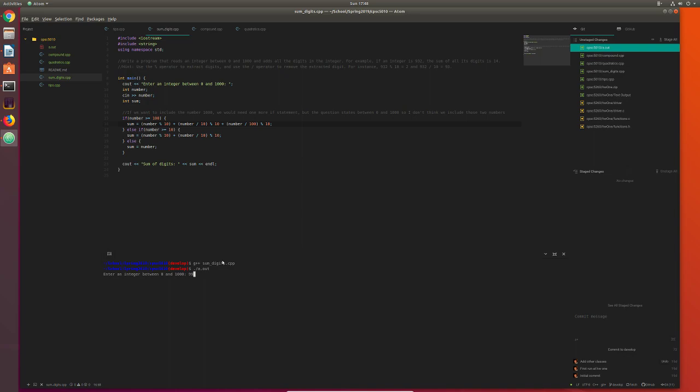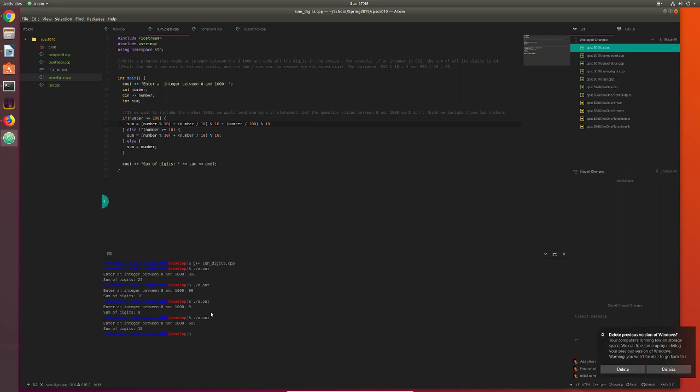So let's say enter a 3-digit number, right? Obviously, 9 plus 9 plus 9 is 27. So if you wanted to do a 2-digit number, 9 plus 9 is 18. And if you wanted to do a 1-digit number, it's obviously 9. And just to make sure that they're adding together, let's do a random 3-digit number. 6 plus 8 plus 5 is 19. Sorry about that.